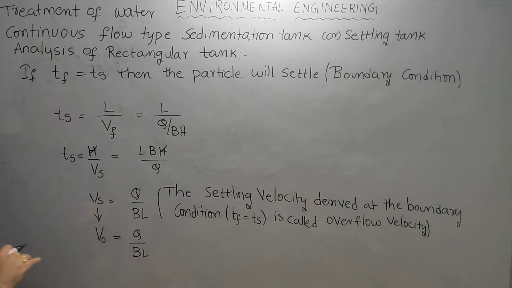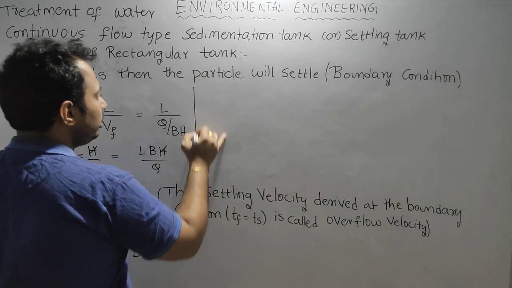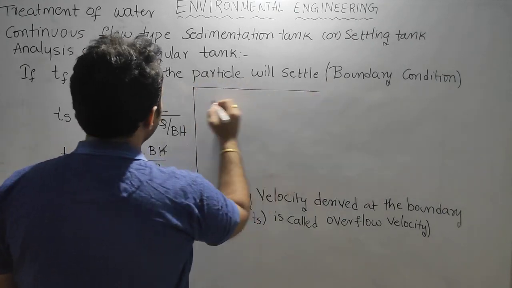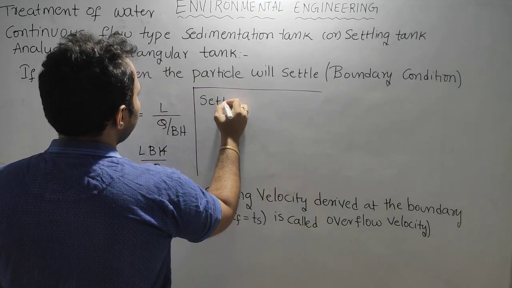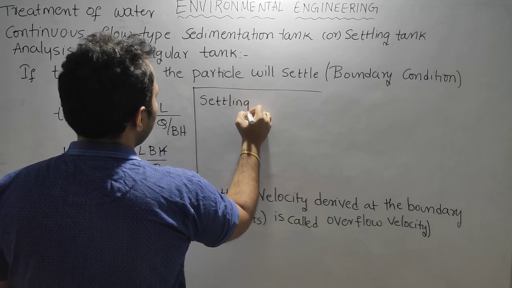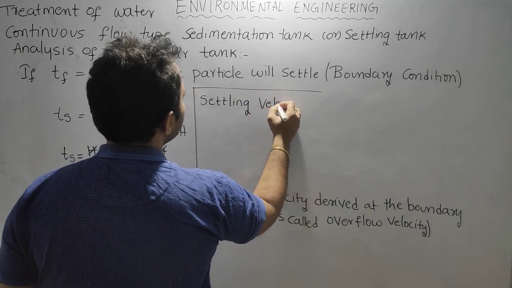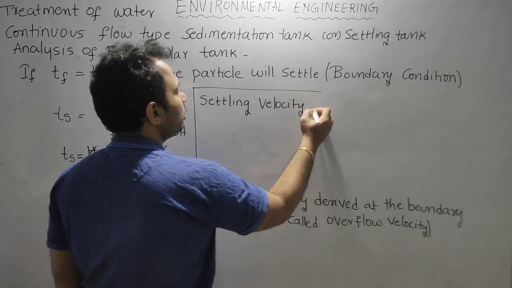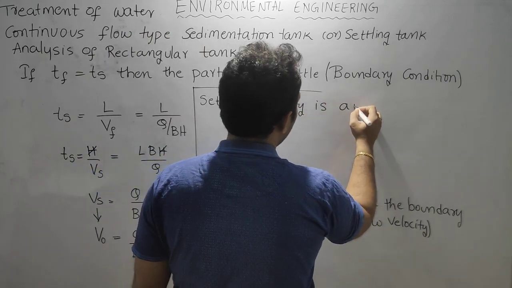Why is settling velocity not a constant value? Settling velocity varies from particle to particle. Generally, settling velocity is a property of the particle.